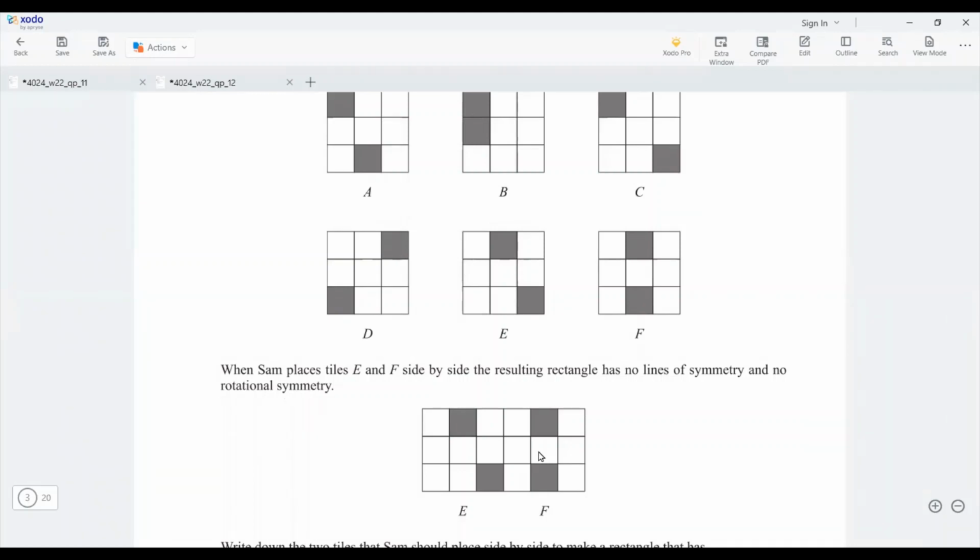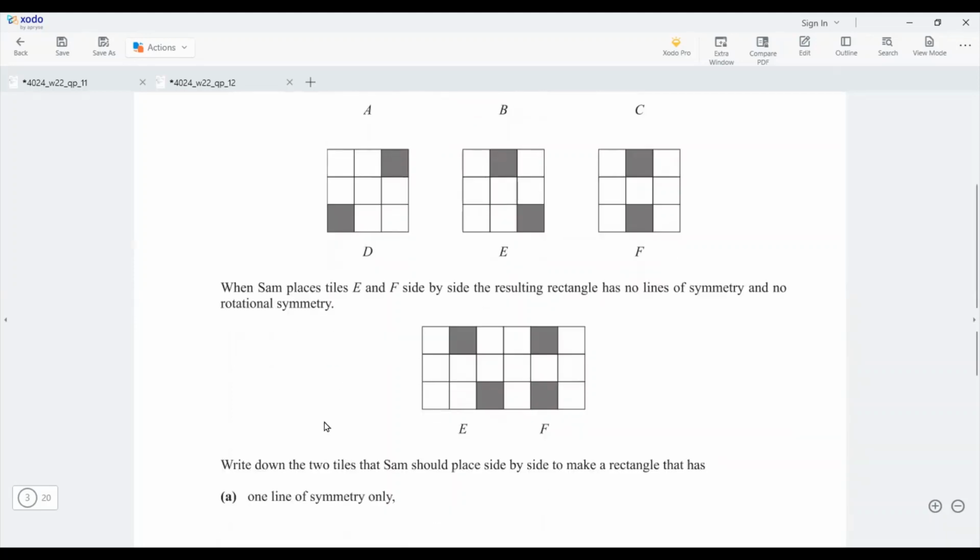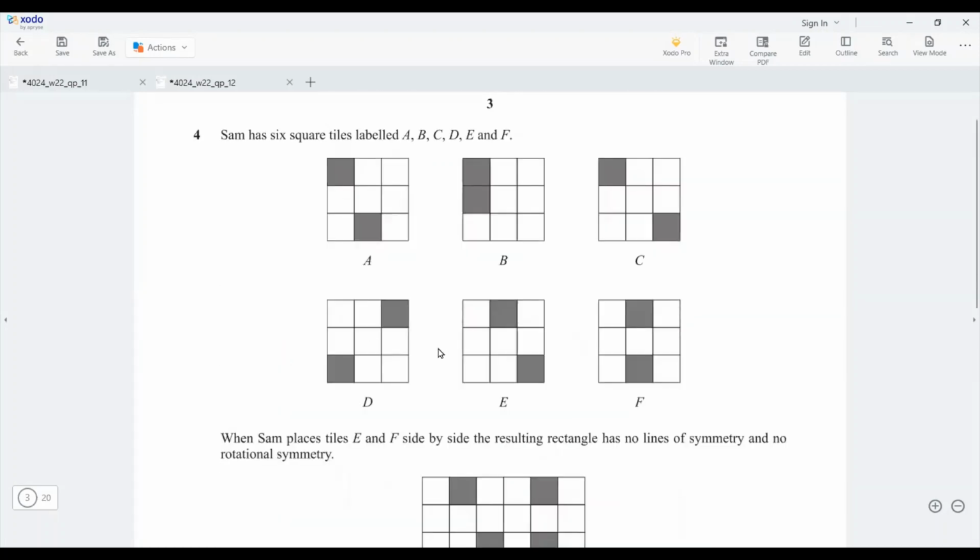And rotational means if we are moving that thing clockwise or anti-clockwise, it is not giving us that specific shape after the rotation. So what is being done? We have to write down the two tiles that Sam should place side by side to make a rectangle that has one line of symmetry only. So which two types of squares, or we can say tiles, have to be placed together in order to get one line of symmetry? So which two tiles?